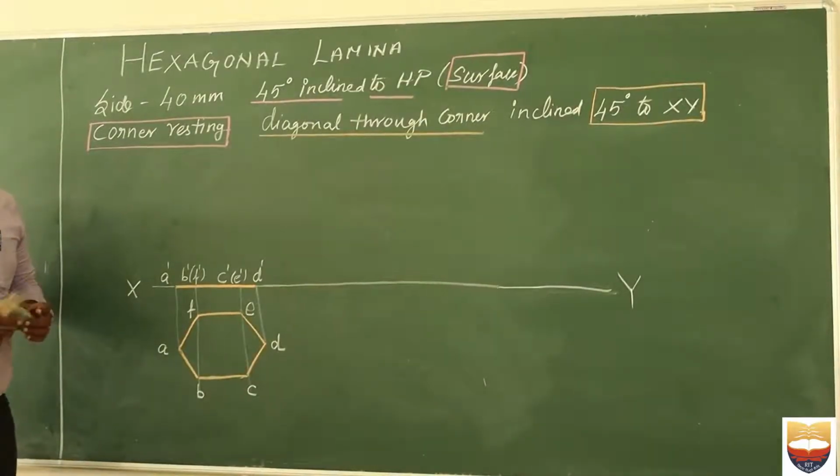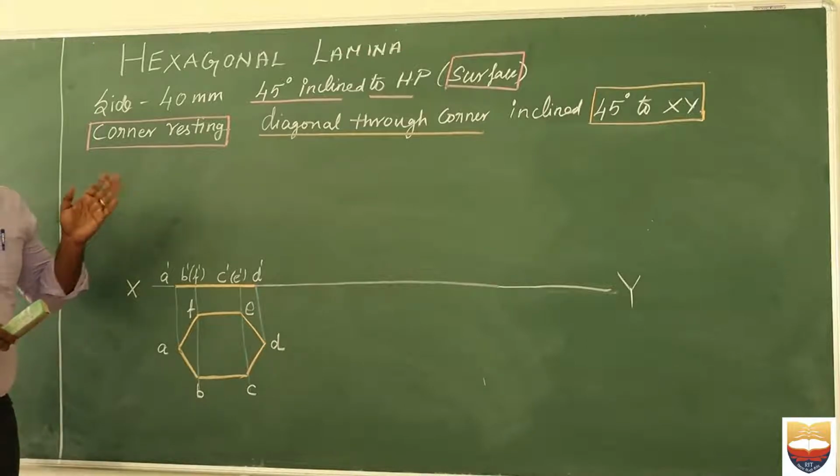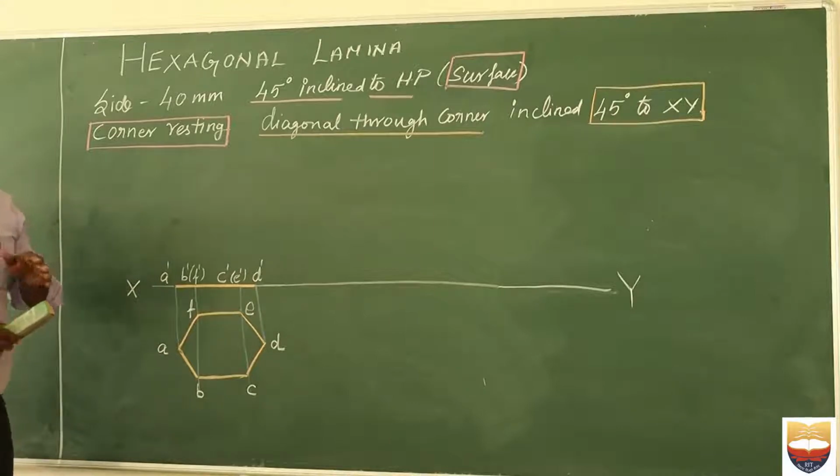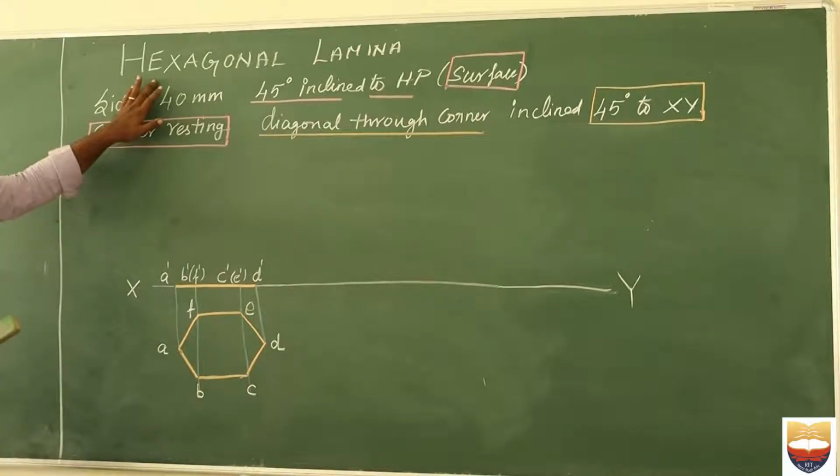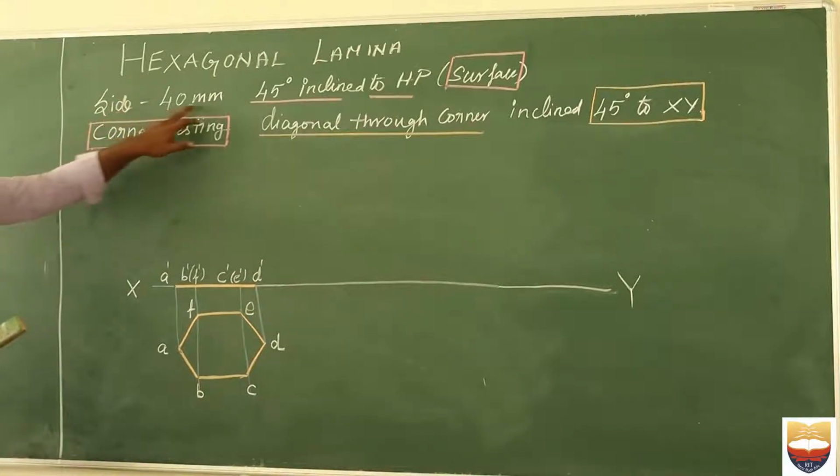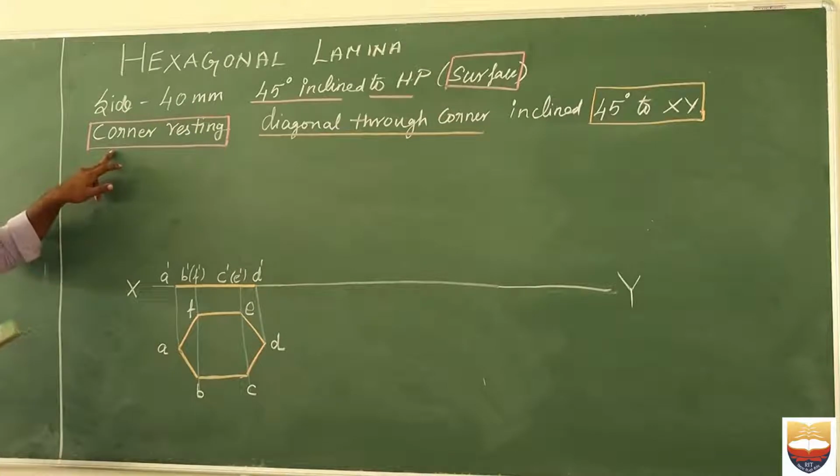Welcome back students. In today's class we are going to discuss a hexagonal lamina which is inclined to both HP and VP. You can find the problem in the description below, but I have been given a hint for the problem. Here I am going to solve a hexagonal lamina of side 40 mm which is resting on a corner. You can see very clearly the inclination given in our problem.